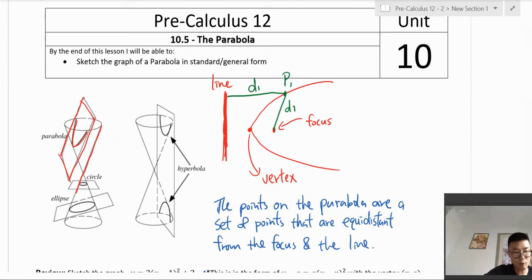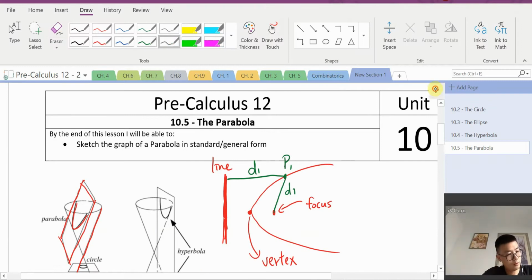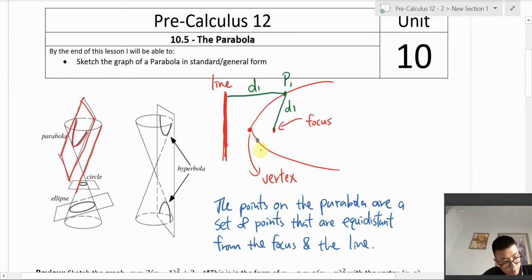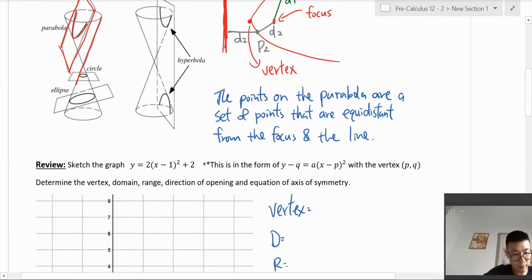Okay, obviously from my diagram they don't look the same because my parabola and the line are not drawn in the right position. But in theory they should be the same distance. Okay, so I can show you another point, maybe somewhere here. Let's say there's my P2. So again, this distance, D2, should be the same as this distance right here. Again, the distance between the point on the parabola and the focus should be the same as the distance between the point on the parabola and this straight line. Okay, so that's what it means. And the collection of all those points forms the shape of a parabola.